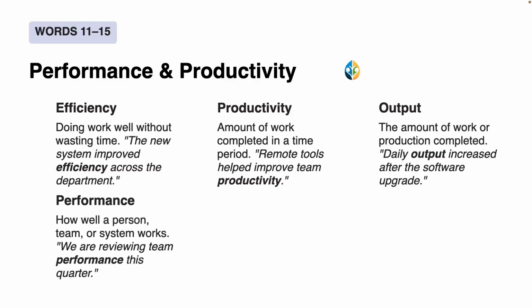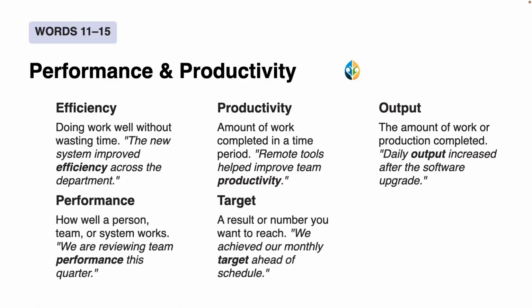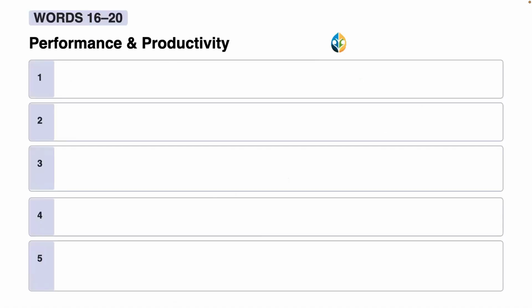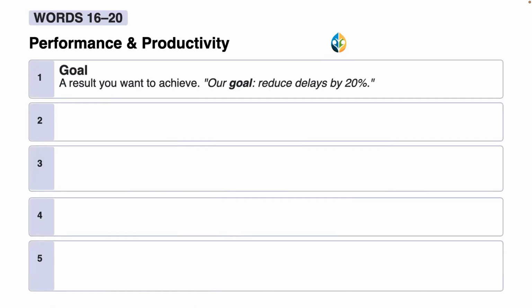Performance. How well a person, a team, or a system works. We are reviewing team performance this quarter. Target. A result or number you want to reach. We achieved our monthly target ahead of schedule. Our next group of words, performance and productivity. Goal. A result you want to achieve. Our goal is to reduce delays by 20%.